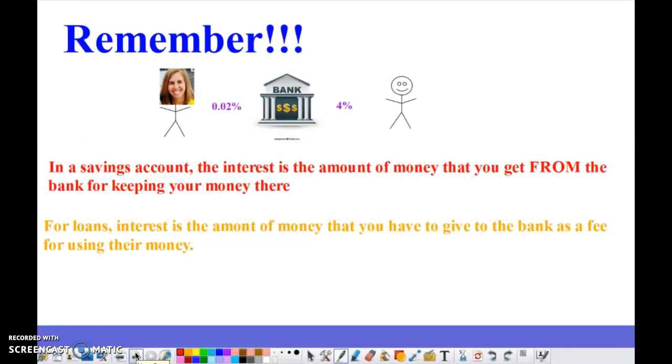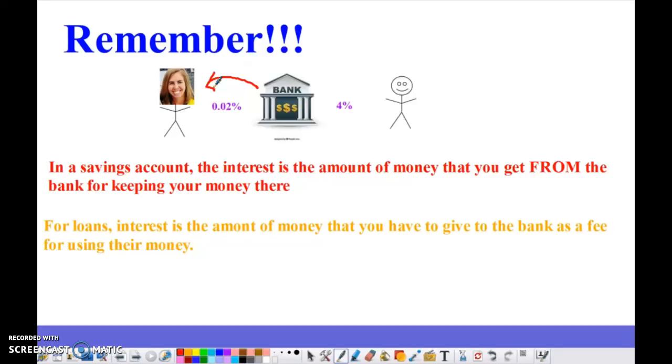So just to remember, this is one of our first lessons that we had in this class. If I have a savings account at a bank, the bank is going to give me some percentage of the money that I have in the bank because they're using my money to loan it out to other people. That percentage is usually pretty small. I know at Gate City, for having a savings account, you only get like 0.02%, which only ends up being like pennies each month.